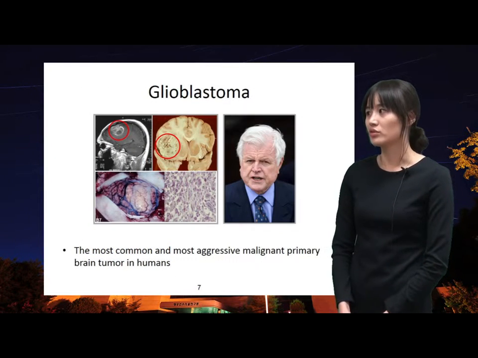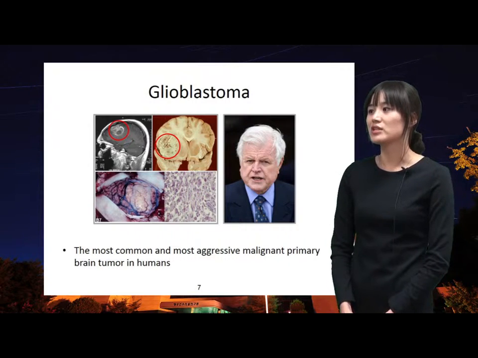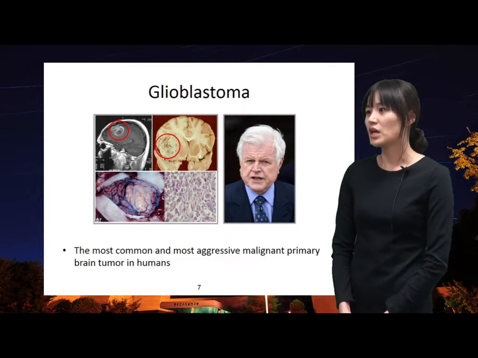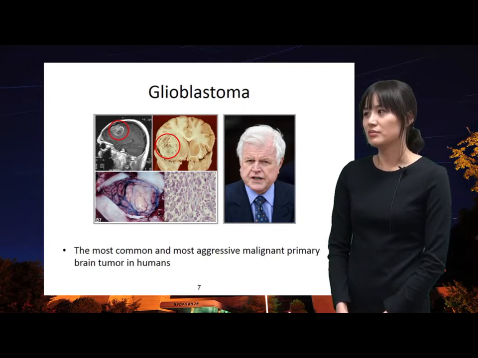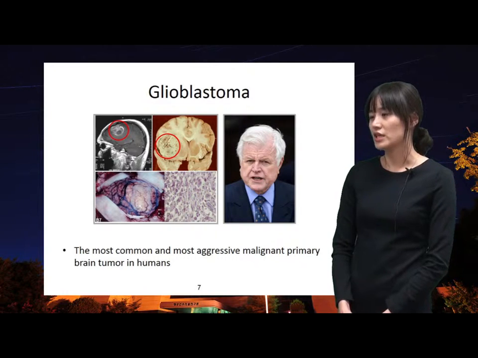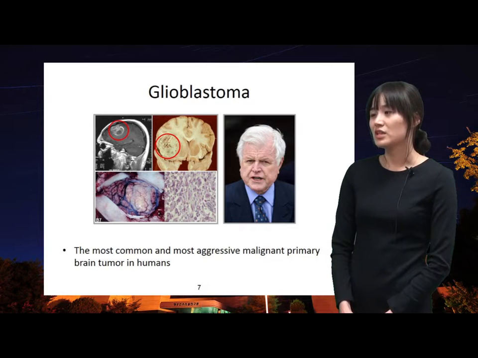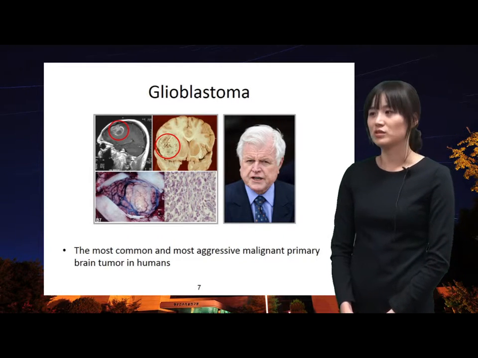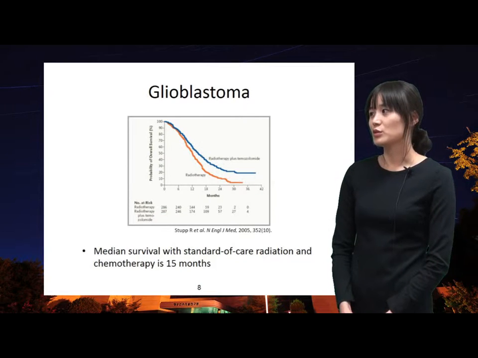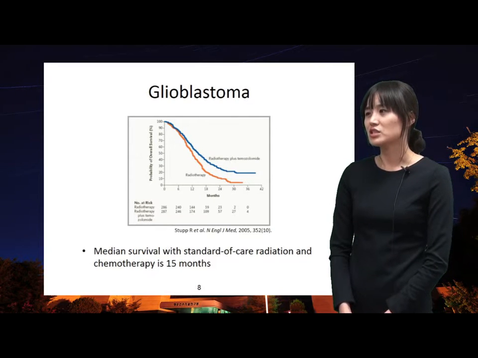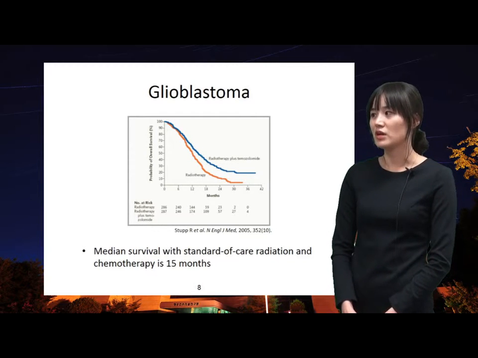Now we focus on the cancer stem cells of brain tumors such as glioblastoma, because glioblastoma is the most common and most aggressive malignant primary brain tumor in humans, involving glial cells. Edward M. Kennedy passed away from glioblastoma. Treatment of glioblastoma can involve chemotherapy, radiation, and surgery. In particular, median survival of glioblastoma with standard of care radiation and chemotherapy is 15 months.